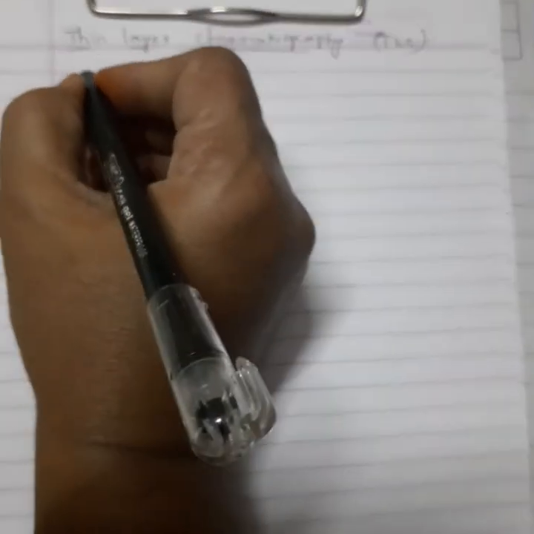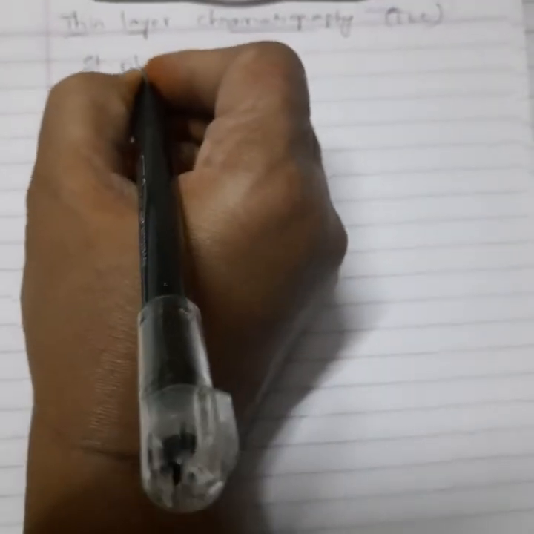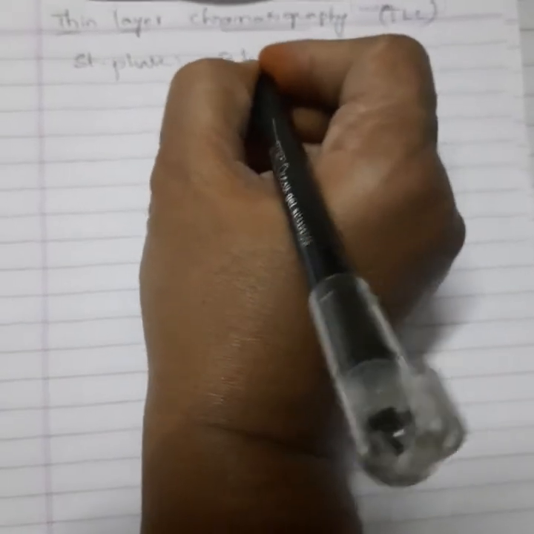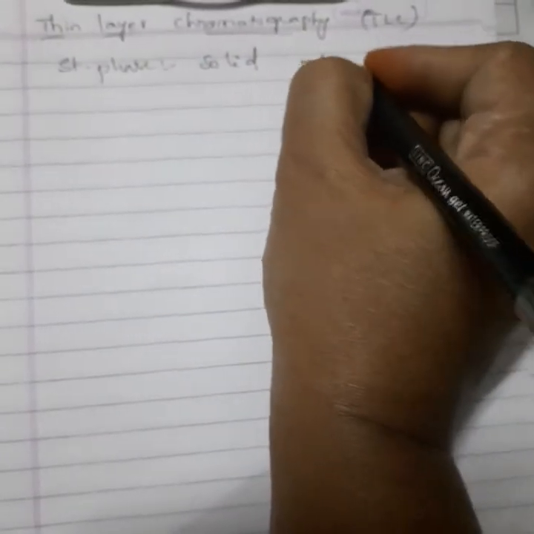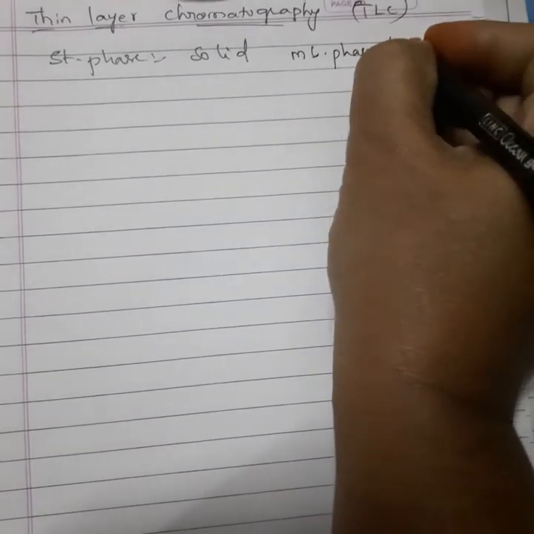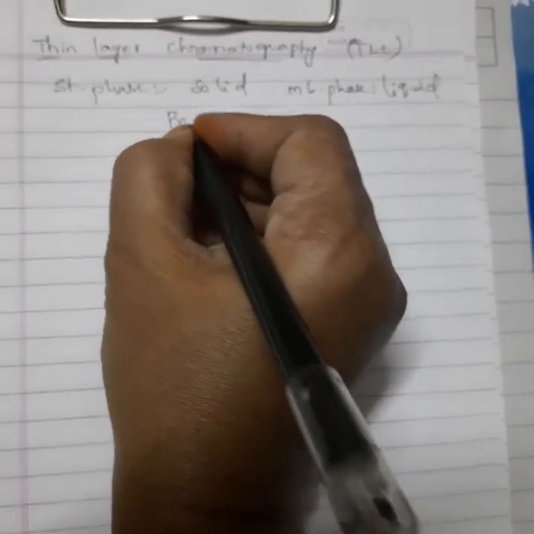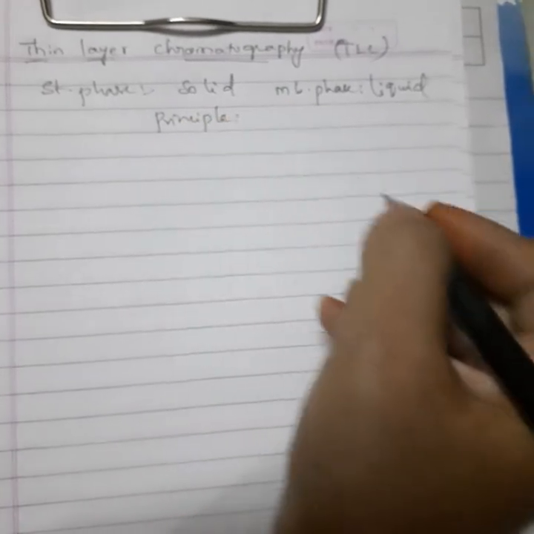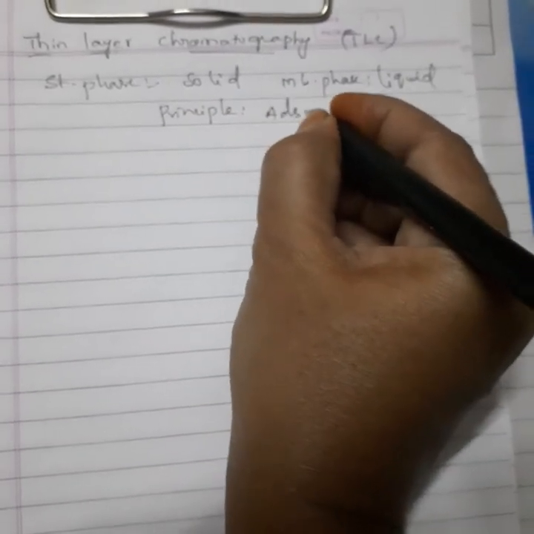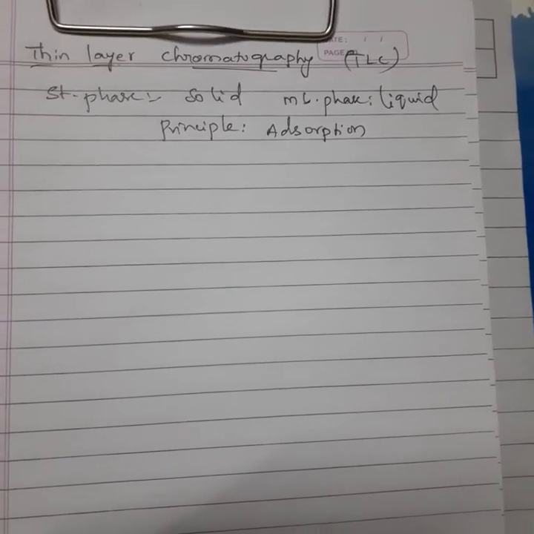In thin layer chromatography also, the stationary phase is solid and the mobile phase is liquid, same as in column chromatography. Stationary phase is solid and mobile phase is liquid. And the principle behind this TLC is adsorption. So like column chromatography, TLC is also an example of adsorption chromatography. Now we will see what will happen in this TLC.